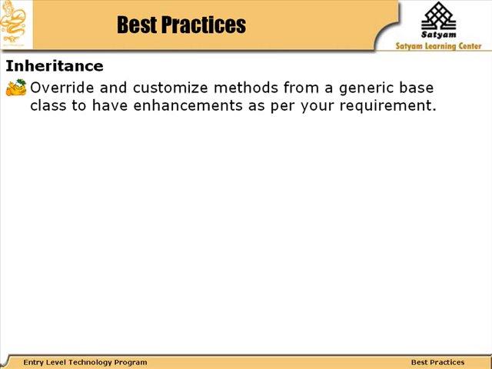Best practices: inheritance. Override and customize methods from a generic base class to have enhancements as per your requirements. You can go for inheritance when you find the need to fully or partly customize a given class. For example, savings account class needs to partly customize the behavior of class account.